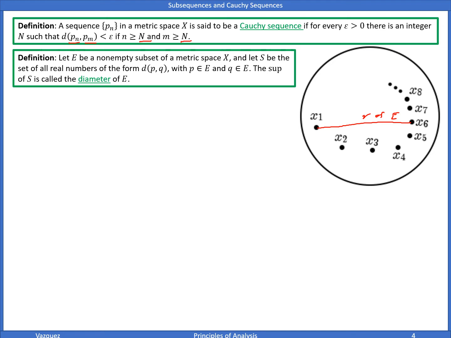Now, I do want to point out, it does say supremum here. It doesn't say maximum, it says supremum because the set E can very well be infinite. E is just a subset of a metric space, so it may very well be infinite. So that's why we take the supremum of S, and that is called the diameter. Okay?